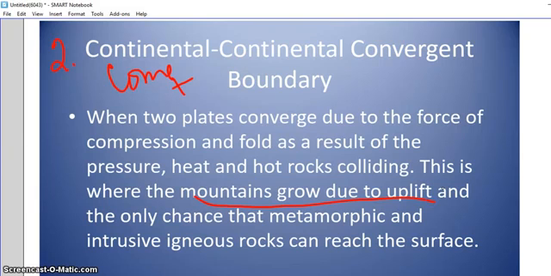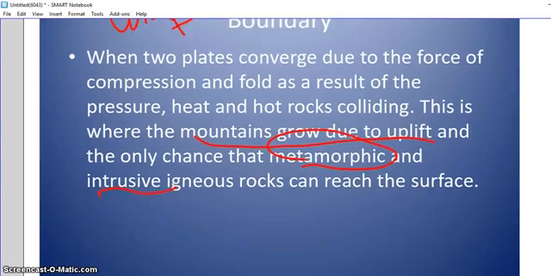So we are exposing those metamorphic and igneous rocks underground, and they can reach the Earth's surface to start going through weathering and erosion. So that's how we know what's inside the earth.